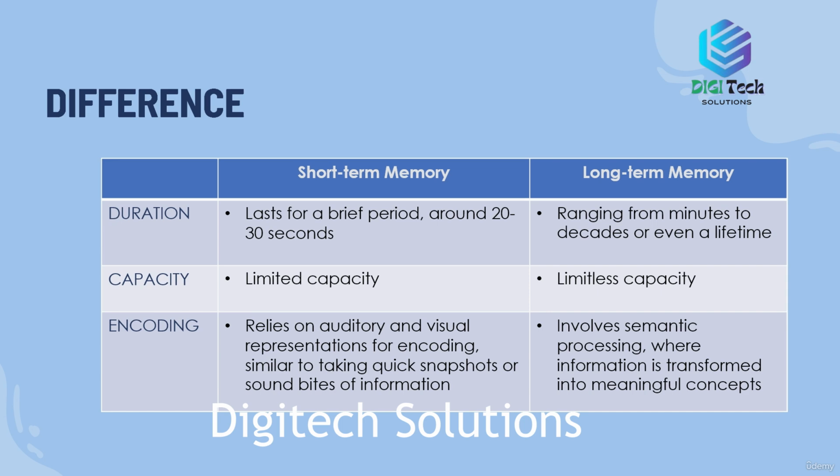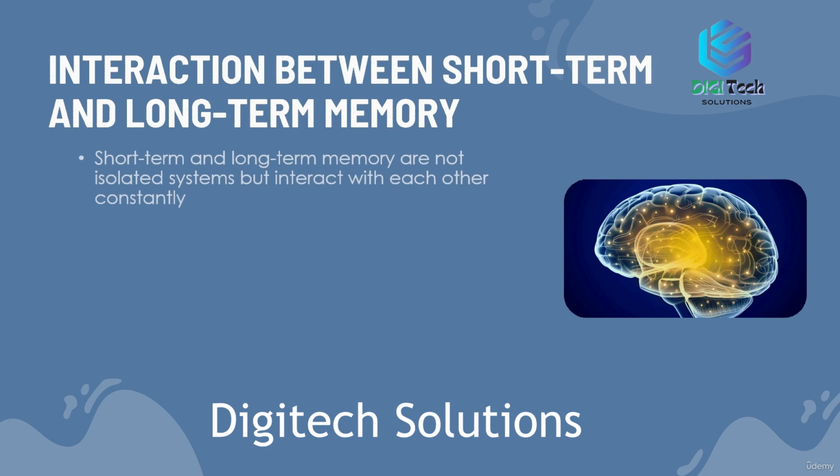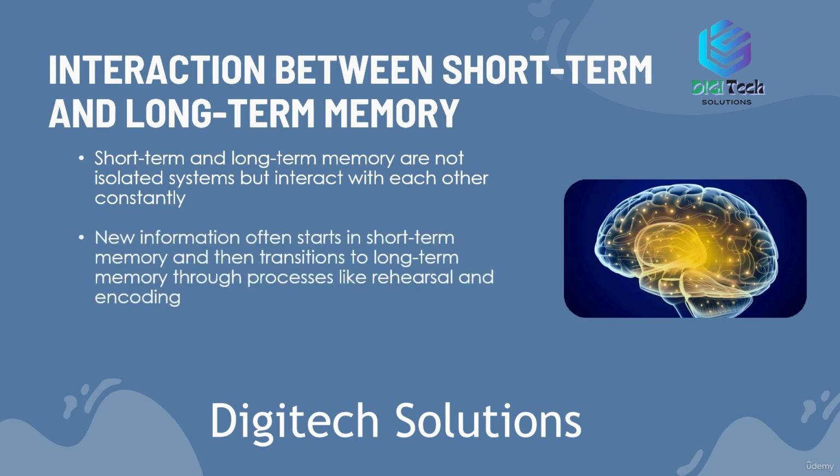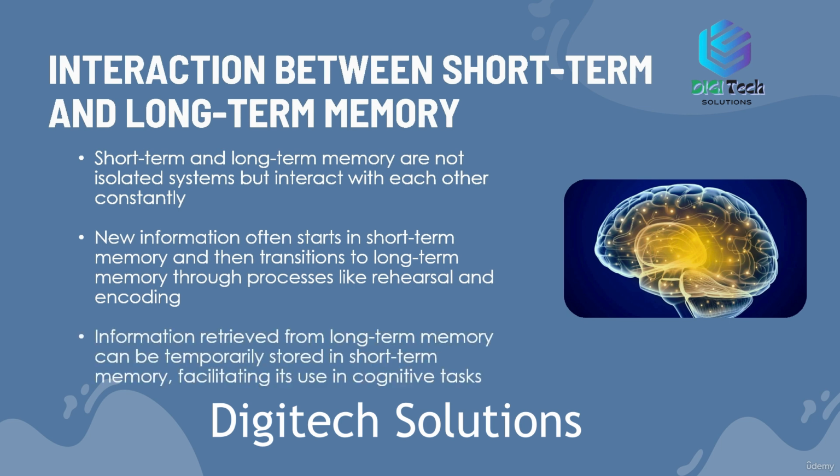It's essential to recognize that short-term and long-term memory are not isolated systems, but interact with each other constantly. New information often starts in short-term memory and then transitions to long-term memory through processes like rehearsal and encoding. Additionally, information retrieved from long-term memory can be temporarily stored in short-term memory, facilitating its use in cognitive tasks.